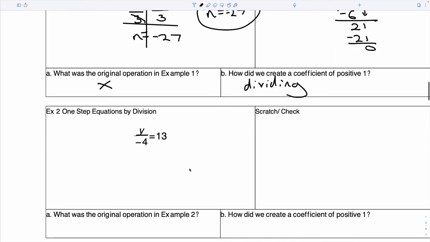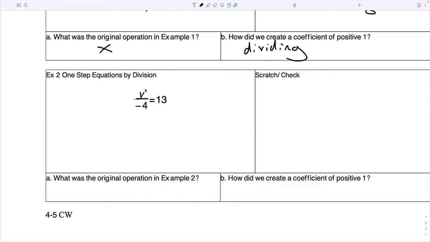Example 2. This one also looks funny. You have a y over a negative 4. Remember that when you have a division bar or a fraction bar, it really means division, y divided by negative 4. So to get y by itself, do the opposite. The original problem tells us to divide. The opposite is going to be to multiply. The inverse of division is multiplication. Do it to both sides.